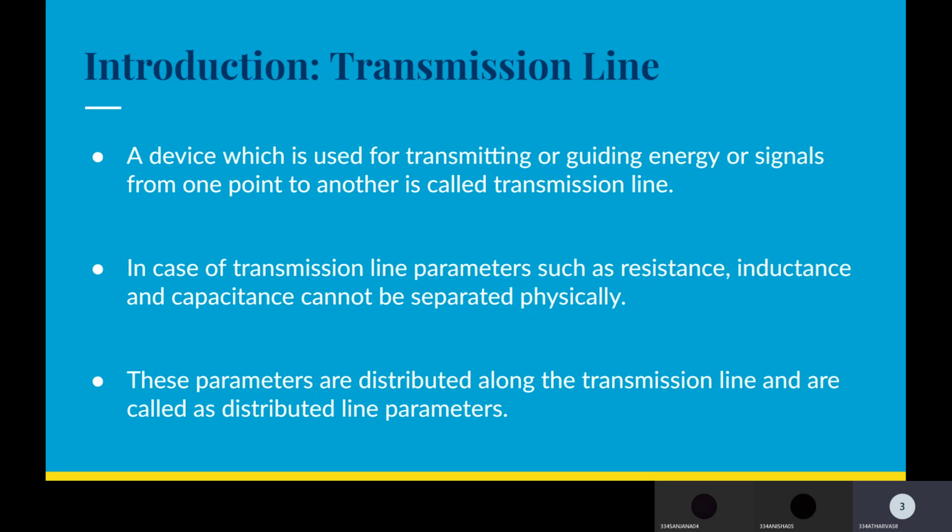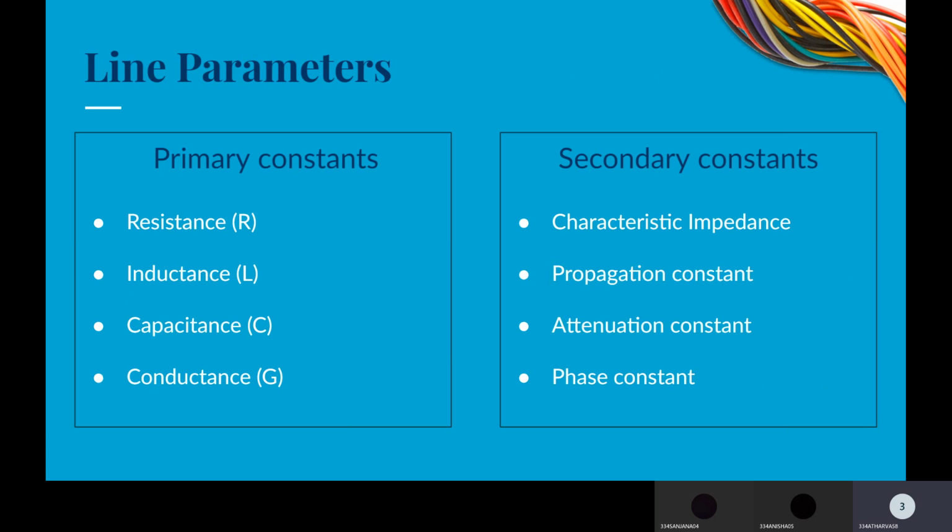In case of transmission line, parameters such as resistance, inductance, and capacitance cannot be separated physically. These parameters are distributed along the transmission line and are called distributed line parameters. Distributed line parameters are further classified as primary constants and secondary constants. In primary constants, we have resistance, inductance, capacitance, and conductance. Let us see their details.